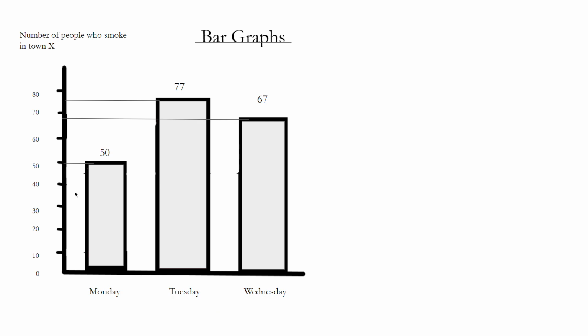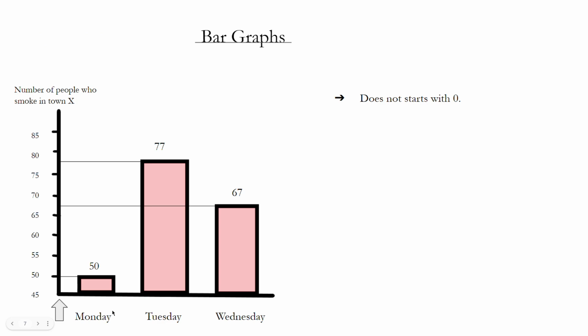Another thing you notice is that the number here jumps from 10 to 20, whereas in this graph it jumps by 5, from 50 to 55. So this jump of 5 exaggerates the difference more.